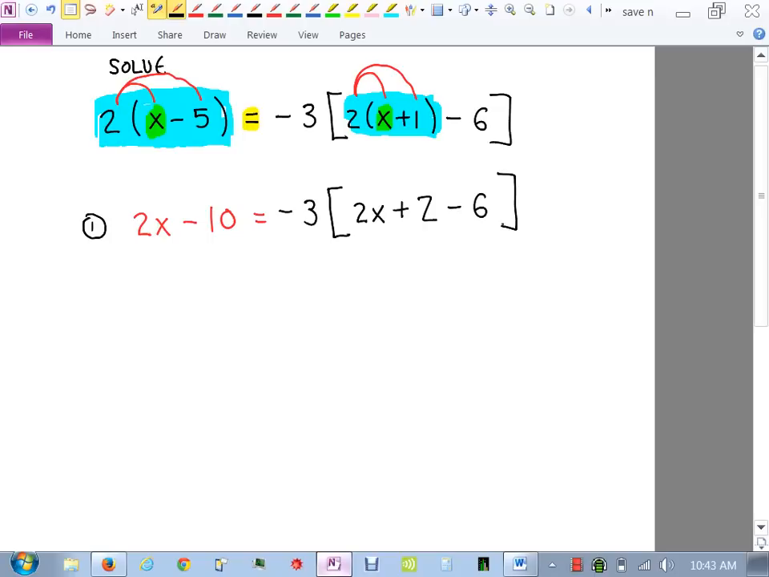Questions on that? What should I do next? I still have grouping symbols, so I can't move to the next step until we get rid of these brackets. To do that, we have to distribute the -3 through, right? Now, you could do it right now. You go -3 times the 2, -3 times the -6. But what's 2 minus 6 here at the end? That's a -4, isn't it?